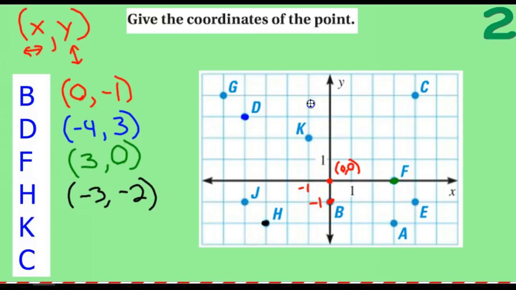K is right here. We go to the left negative 1 on our x-axis. And we go up 1, 2. Finally, C is right here. We're going over 1, 2, 3, 4. And up 1, 2, 3, 4 to get to C.